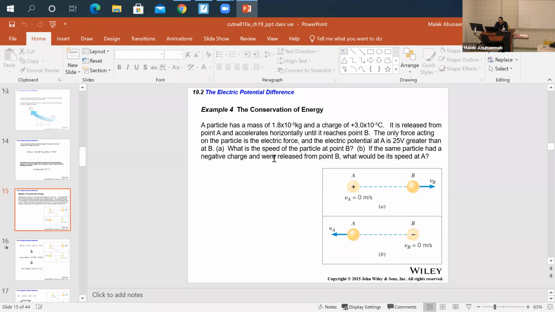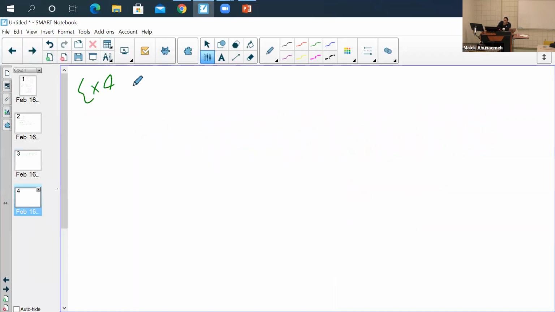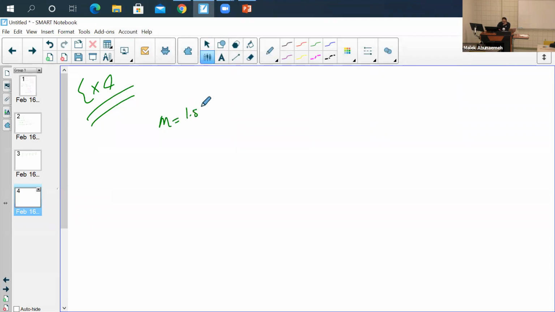And if the same particle has a negative charge and were released from point B, what would its speed be at A? So let's go ahead. I think this is called example 4. Let me look at the numbers one more time. Your mass is 1.8 times 10^-5 kilograms, your charge is 3 times 10^-5 coulombs, and your potential difference is 25 volts.